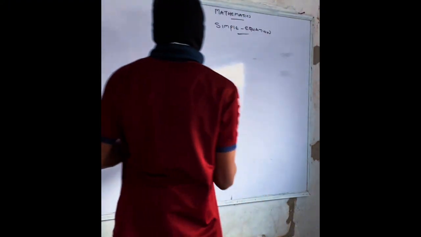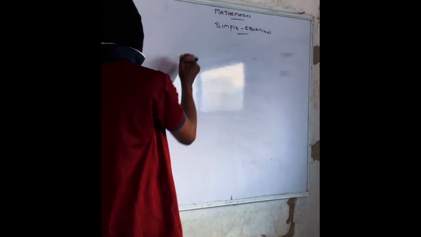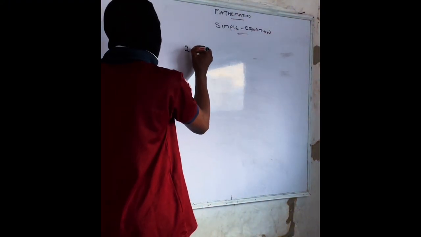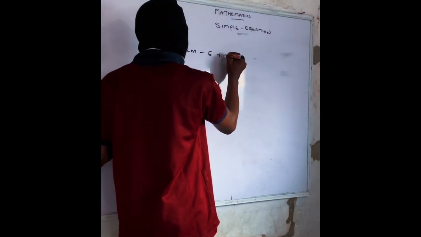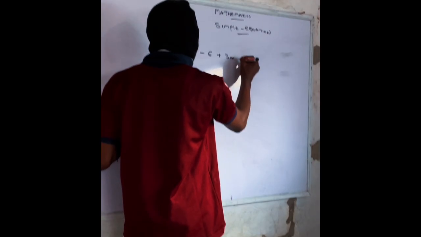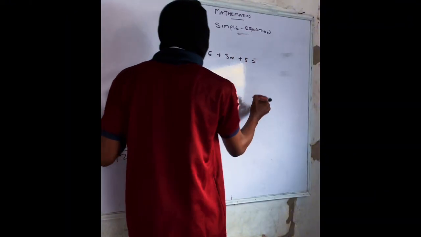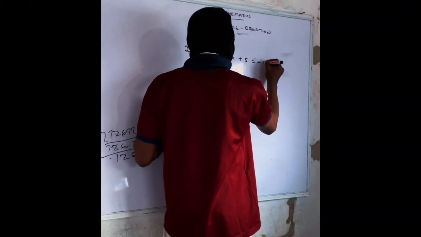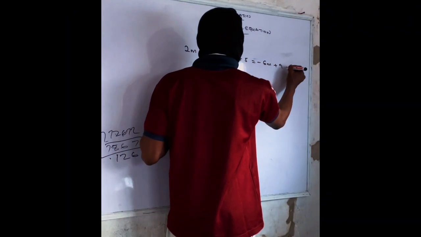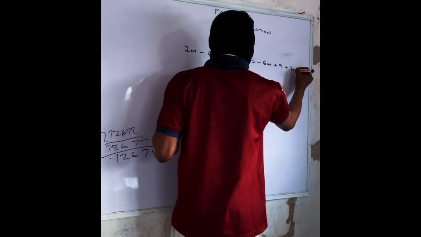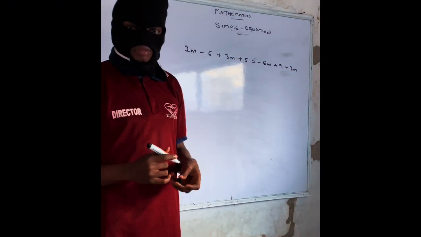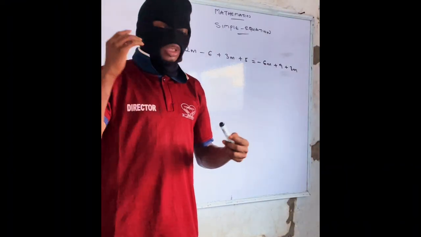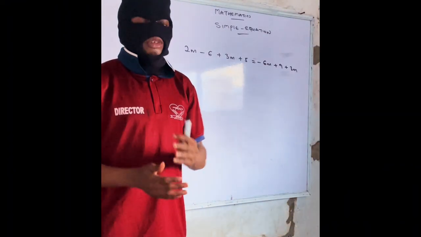Now, let's say you have, let me start the question from here. You have 2m minus 6 plus 3m plus 5 equals minus 6m plus 9 plus 3m. Now, look at this. You want to solve. It is very, very simple. Just know the logic. Just know the steps. You are going to get it.